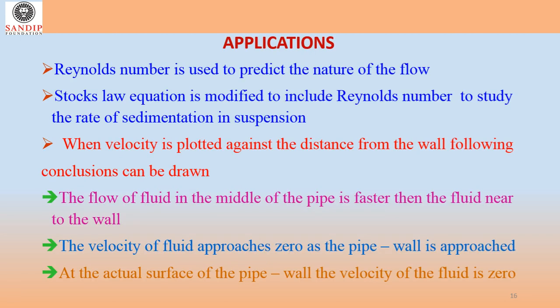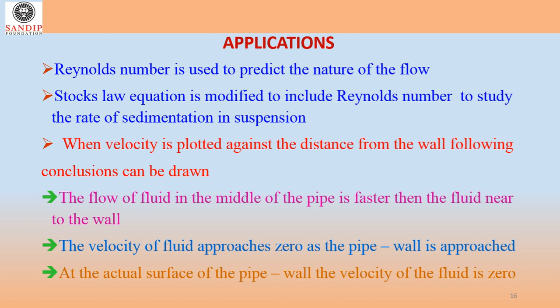Next, what are the applications of the Reynolds number? The Reynolds number is used to predict the nature of flow, whether it is viscous or laminar, or turbulent. The Stokes law equation is modified to include the Reynolds number to study the rate of sedimentation. Now, the rate of sedimentation is observed in what? That is in suspensions.